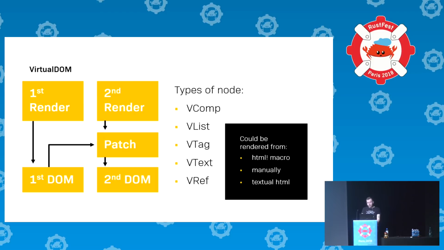To collect and build a tree, you could use three approaches. First is HTML macro. This is the common and the simplest way to create the tree. You could also create the tree manually, and you could create a parser and parse text like markup, any markup like Markdown, for example, and create virtual tree from Markdown representation to a virtual DOM representation and render it over the real DOM tree. And it also will work effectively.